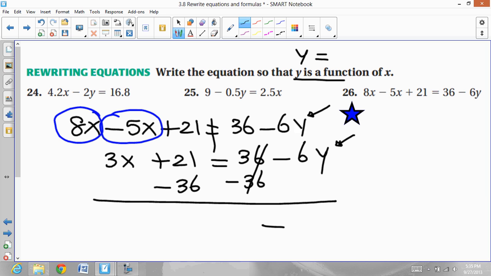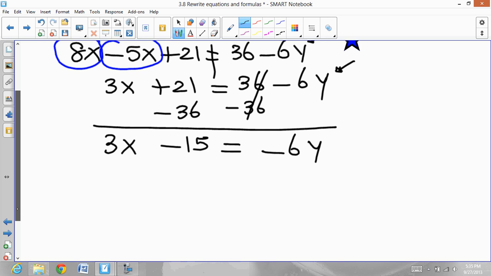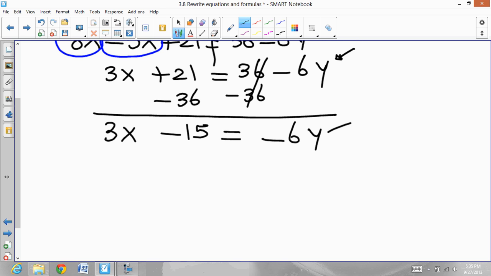So on the right side, you just have negative 6y and the equal sign. Now I'm going to write the 3x. Positive 21 and negative 36 combine to give you negative 15. Now I want to find what y is alone. So I'm going to divide this side by negative 6, and this by negative 6, and this by negative 6. Negative 6 divided by negative 6 gives you a 1, and 1 times y gives you just a y.